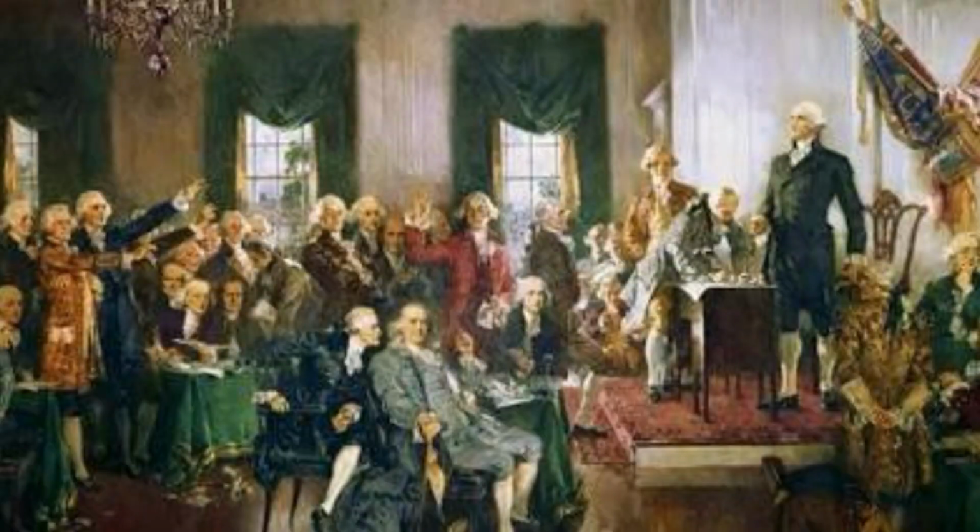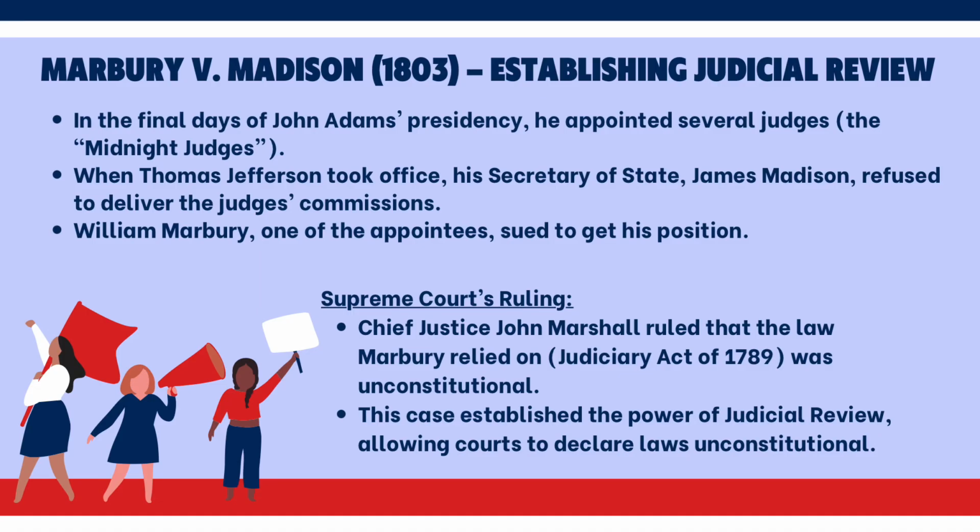By declaring part of the Judiciary Act of 1789 unconstitutional, the Supreme Court established the power of judicial review, giving itself the authority to strike down laws and executive actions that violate the Constitution. At the same time, the decision allowed Marshall to avoid a direct political confrontation with Jefferson, ensuring that the judiciary would maintain its independence. This case is the perfect example of checks and balances in action.